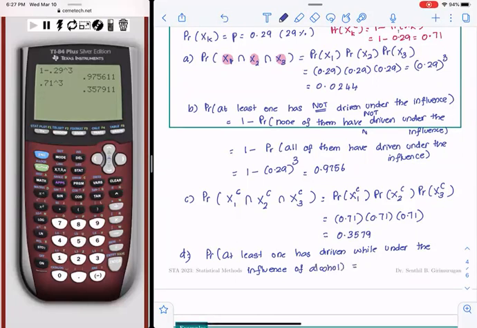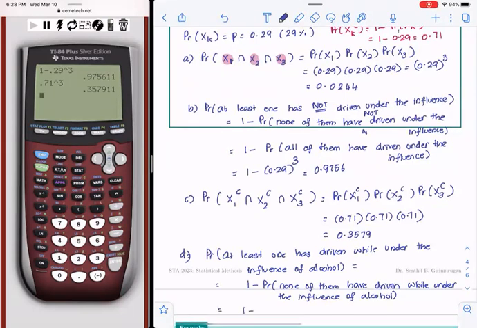Which is equal to 1 minus the probability none of them have driven while under the influence of alcohol. In other words, the first one did not, the second one did not, and the third one did not. So that is the probability that we found in the previous part.